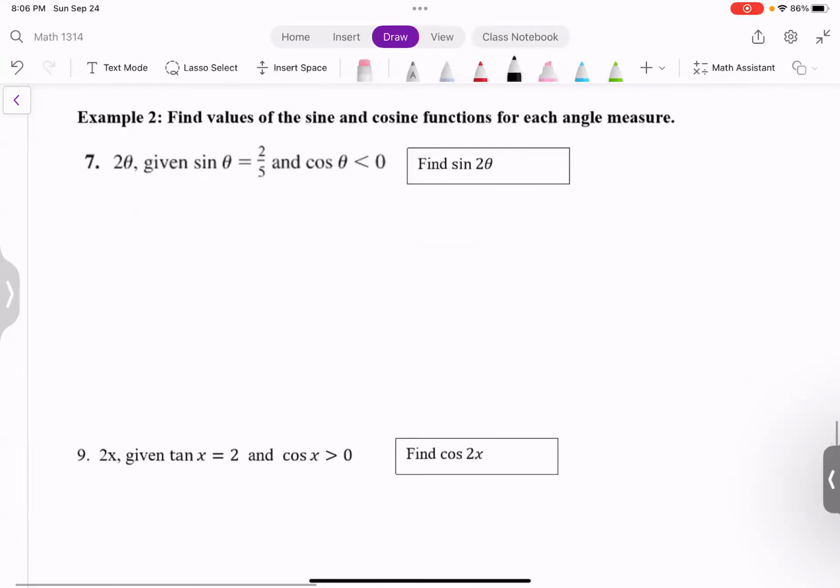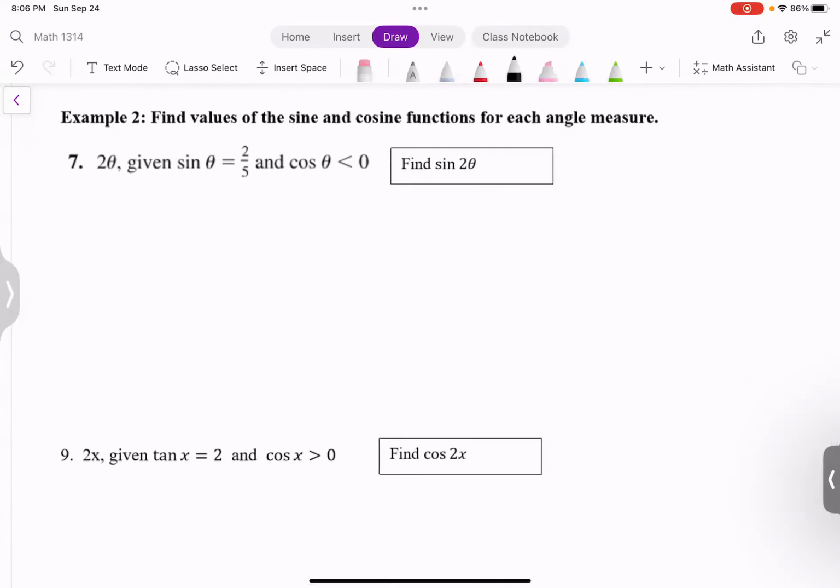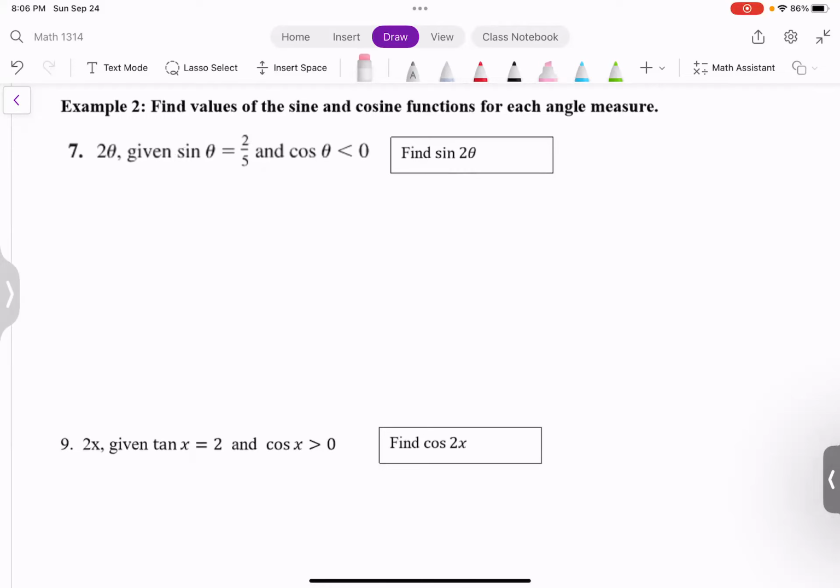All right, let's see the next example. Find the value of the sine and cosine function for each angle measure. We are looking for sine 2 theta, given that sine theta equals 2/5 and cosine theta is a negative number. How to find sine 2 theta? We have the formula sine 2 theta equals 2 times sine theta times cosine theta. In this formula, sine theta is given. I need to find cosine theta. How to find cosine theta if the sine is given?